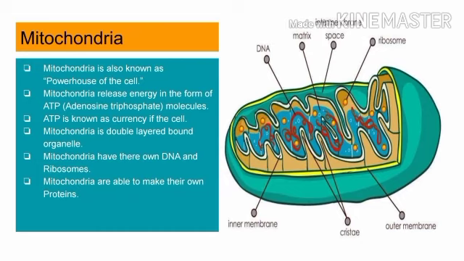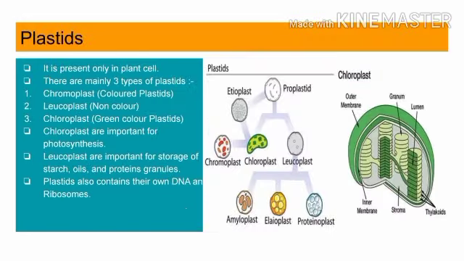Mitochondria have their own DNA and ribosomes. Mitochondria are able to make their own proteins because they already have all the DNA material and ribosomes. The ribosomes basically make the protein inside the mitochondria. Here is the image of mitochondria. The mitochondria is asked in the examination and explained with the help of a diagram, so learn the diagram and prepare it as well.